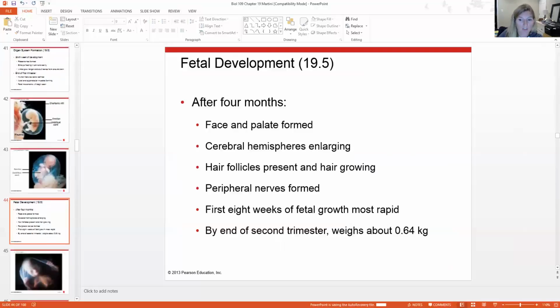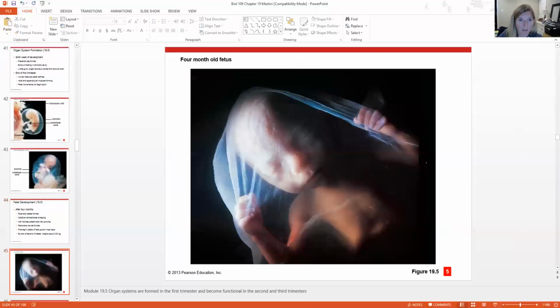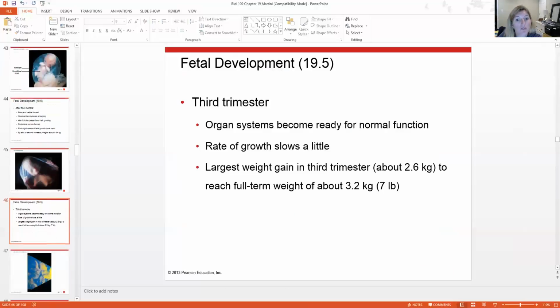By the end of the second trimester, the fetus is still very, very small, obviously, but has many, many defining features. It's just miniature. In the third trimester, the organ systems become ready for normal function. The rate of growth begins to slow, and the largest weight gain is typically in the third trimester.